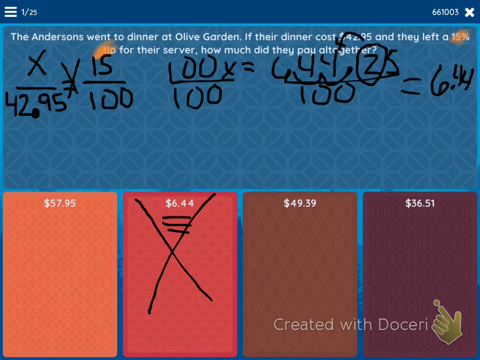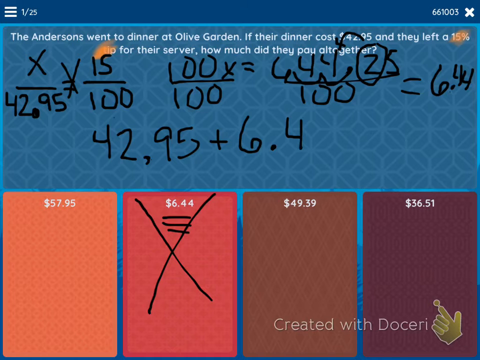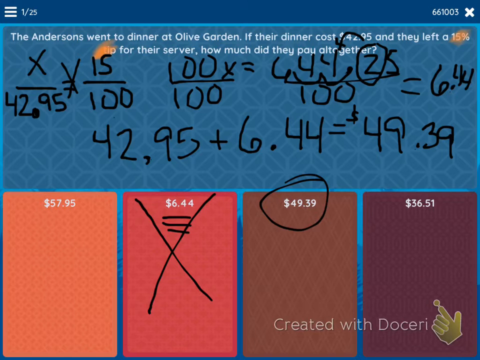So because we want to pay something all together, we have one last step, and we need to add it together. So we need to add our total bill, so $42.95, plus our $6.44, and we get $49.39. So that's our answer.